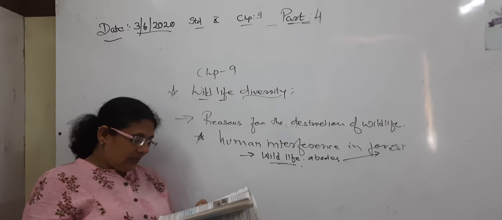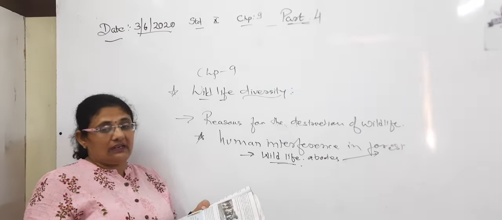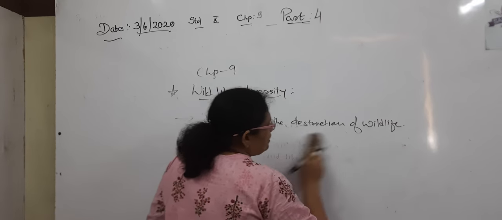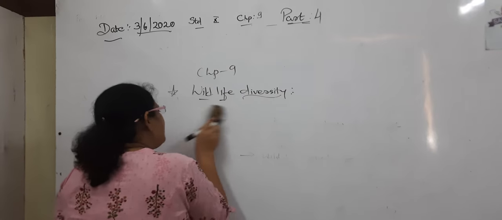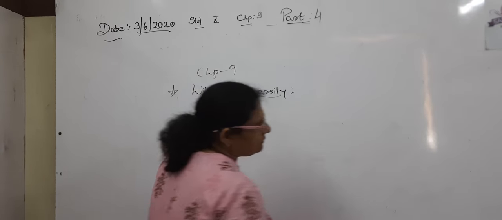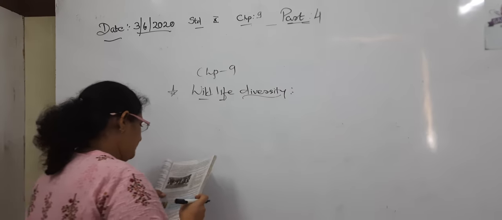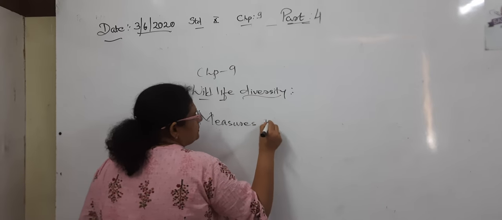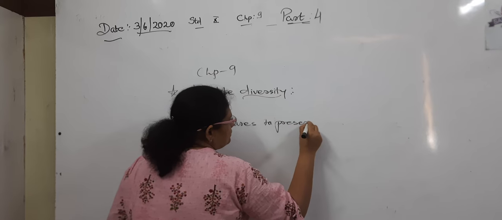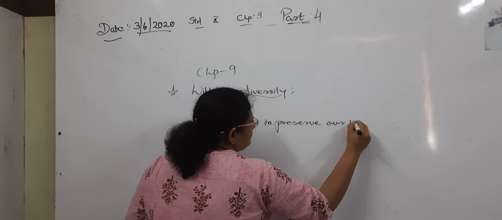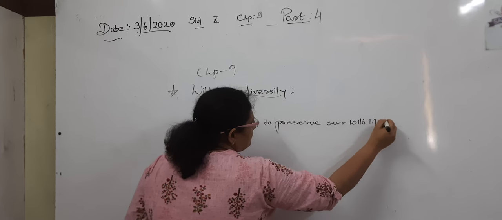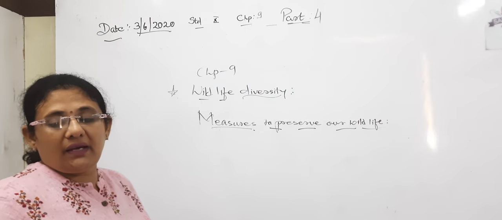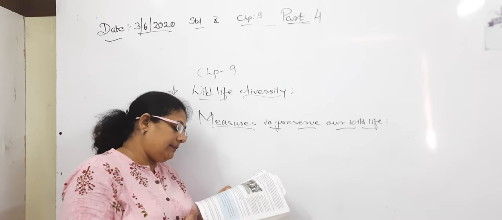Now the next topic is measures of preservation of wildlife. Means how we can preserve our wildlife. Means what should be done to preserve our wildlife. Measures to preserve our wildlife, यानी हम हमारी wildlife को कैसे बचा सकते हैं, what can be done.